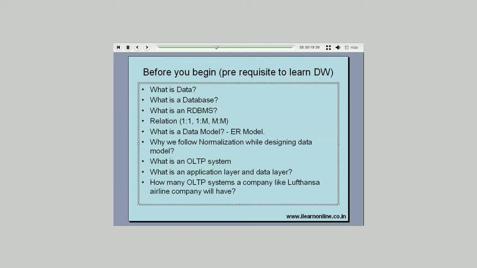In this particular prerequisite session, we are just going to talk about what is what. At a very high level we give the definition. We are not getting into a very detailed analysis of each one of these topics we are talking about here.